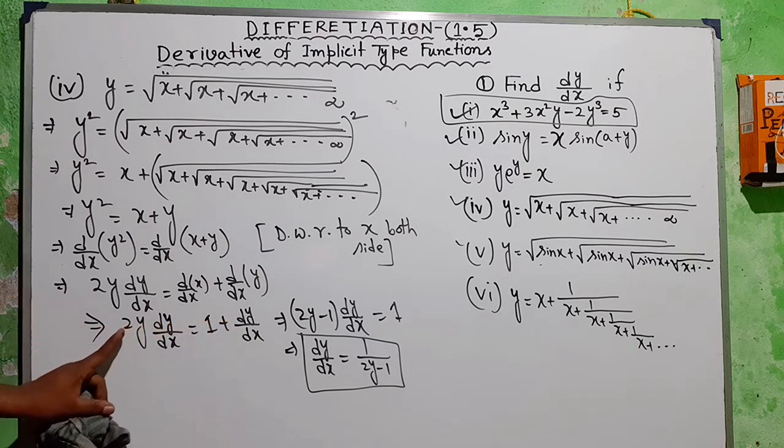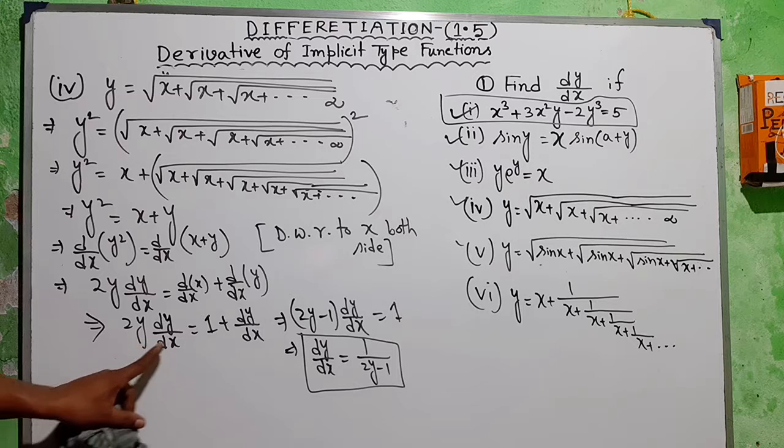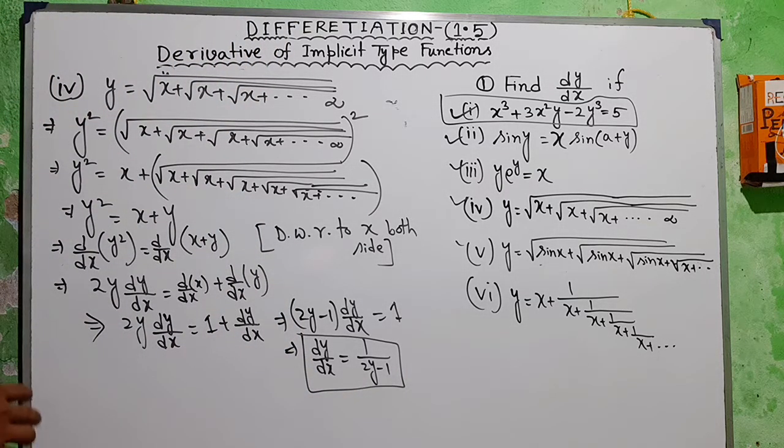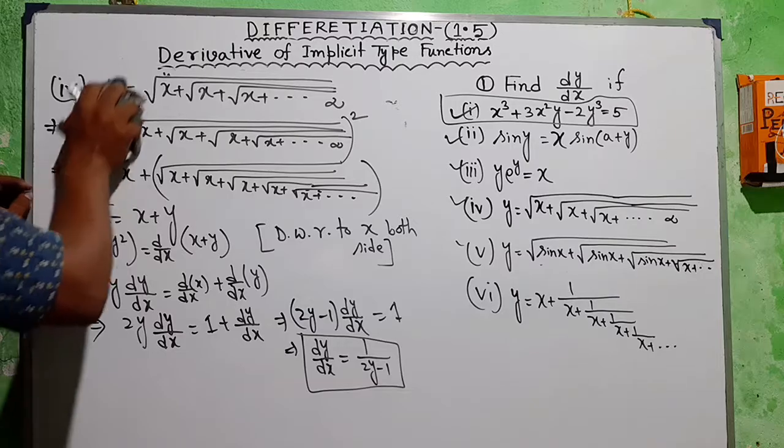Take dy/dx to one side, so (2y minus 1) into dy/dx equals 1. So dy/dx equals 1 by 2y minus 1. Okay, so problem number 4 has been solved. Next, problem number 5.